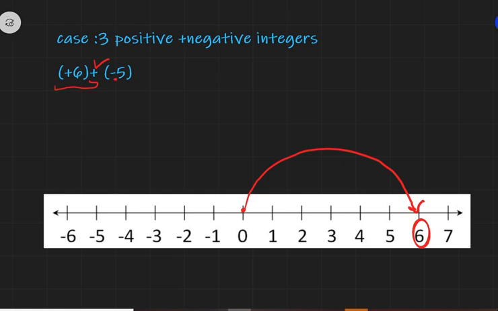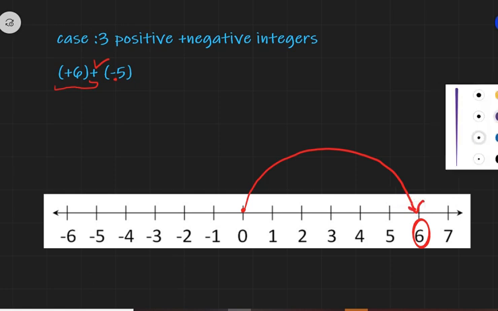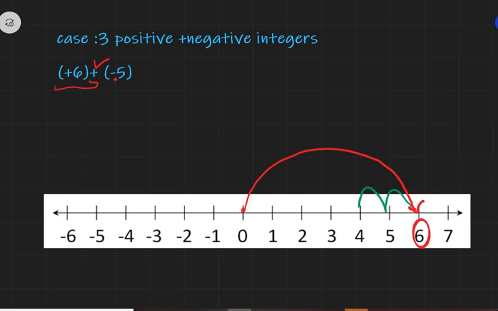So, here it is a minus sign. That means we have to move 5 towards the left. So, we are at 6. We have to move 1, 2, 3, 4, 5. I'm just showing you again. We have to move 1, 2, 3, 4, 5 steps towards the left. Where do we reach? We reach at 1. So, this means plus 6 plus minus 5 will give us 1.